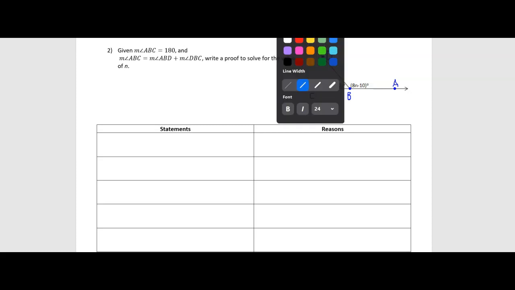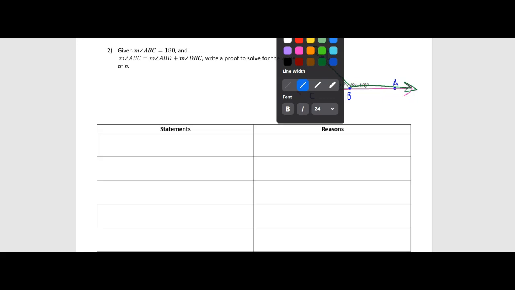So we have another diagram here. It says given the measurement of angle ABC is 180, and the measurement of angle ABC equals the measurement of angle ABD plus the measurement of angle DBC, write a proof to solve for the value of n. So this actually has to do with the angle addition postulate.